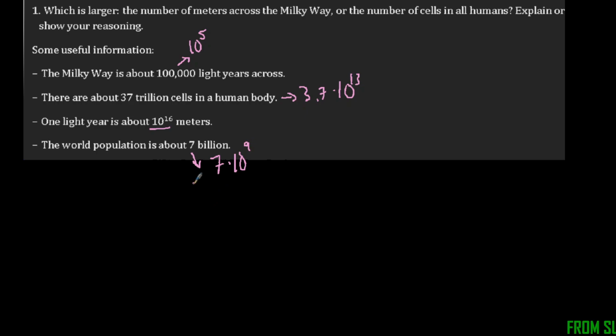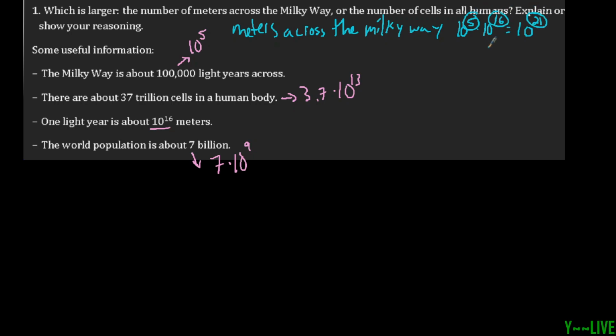All right, so first we're going to find, let's do blue, the meters across the Milky Way. So in order to do that, we're going to figure it out. We have 10 to the 5th power times 10 to the 16th power is going to be equal to 10 to the 21st power. Again, make sure you're adding those exponents together to get 5 plus 16 is 21.